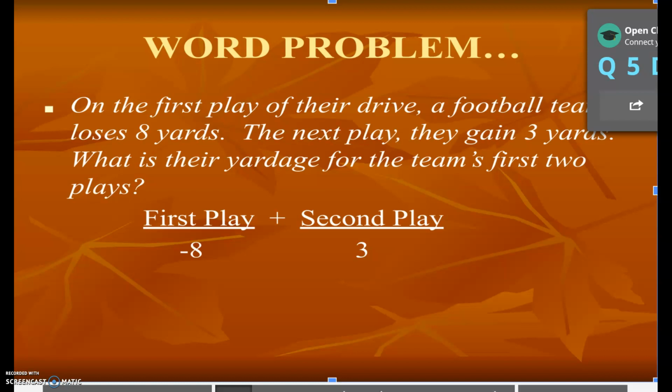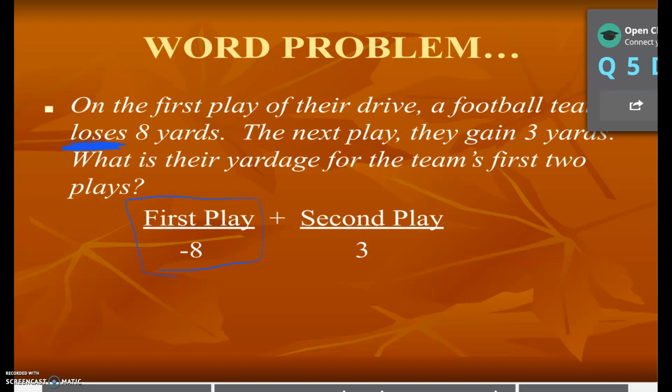We have it back. All right, on the first play of their drive, a football team loses 8 yards. We did this exact same problem yesterday, and what we talked about was that if we're losing 8 yards, the integer we would use to model that is a -8, and that's right here. We say that because he lost 8. If he's losing something, it's not 8 yards he's gaining. It's not a +8. We would have to use a -8 to model that because it's losing.